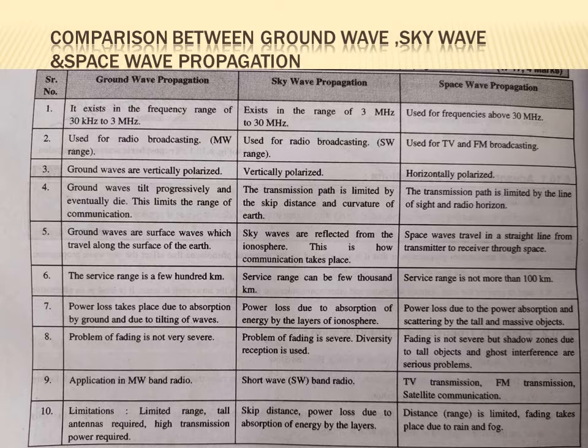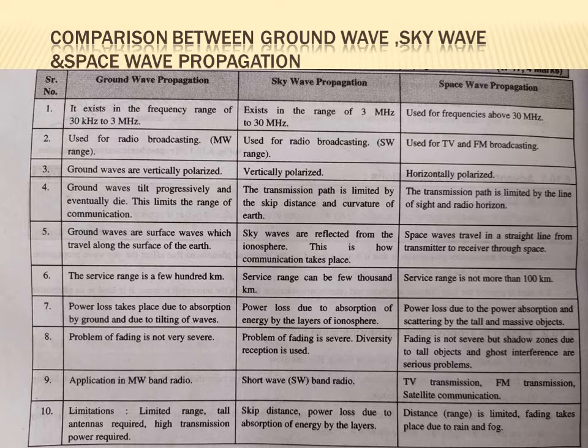Last one is the space wave propagation, which is used for TV and FM broadcasting. Again, FM is nothing but radio broadcasting. All types of propagation are used for radio broadcasting, and space wave propagation is used for TV broadcasting also.